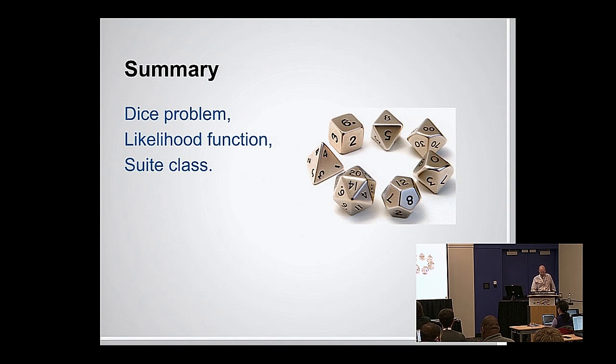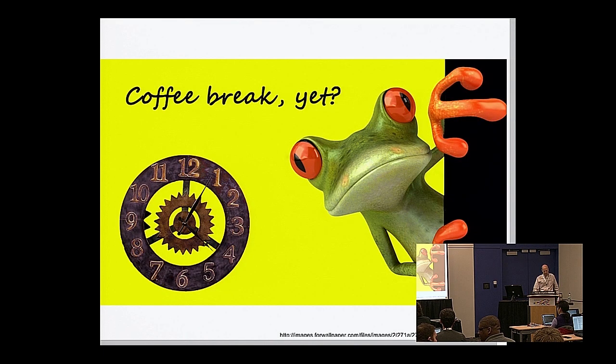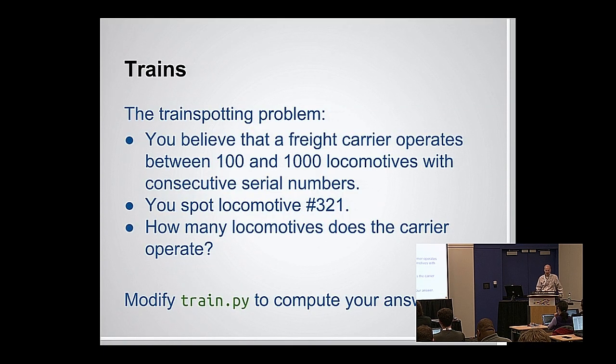All right. Should we take a break? Where are we here? We are at 9:48. Actually, I'm going to postpone the break just a little bit because we're making good progress. I want to do one more problem before we do the break. We'll do train spotting first. That's a little cruel. I sort of showed it to you and then took it away. Coffee break? No.